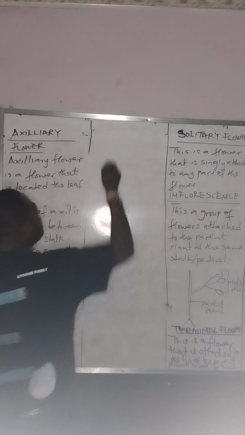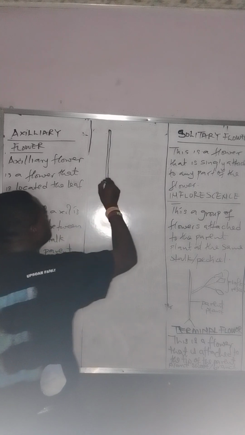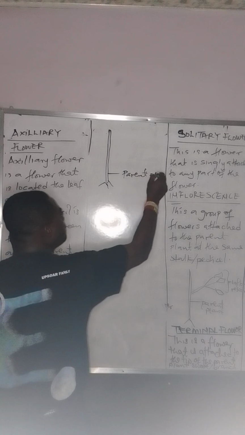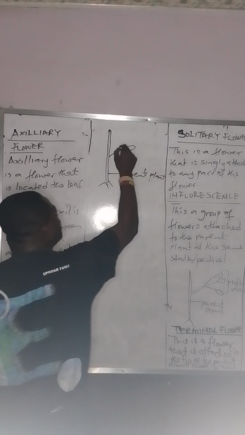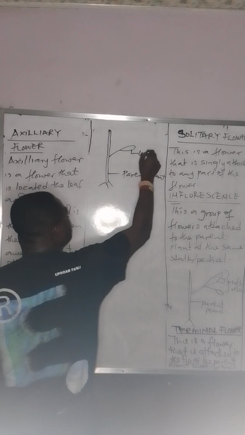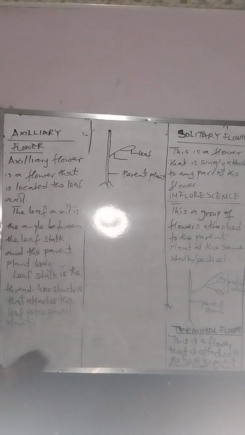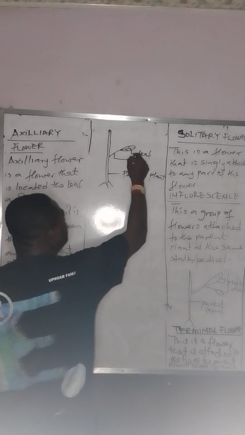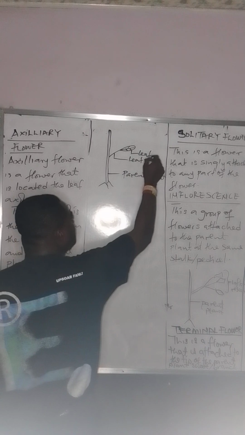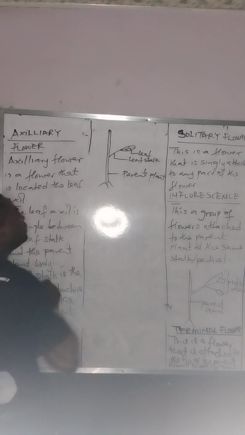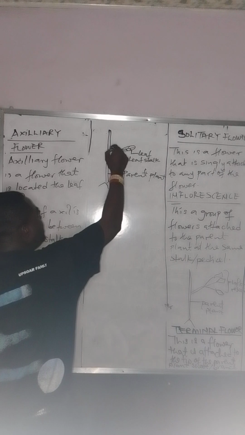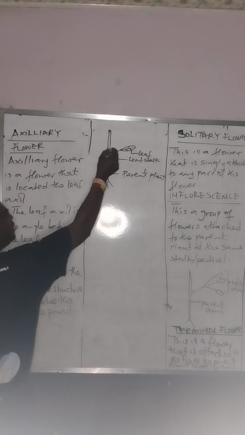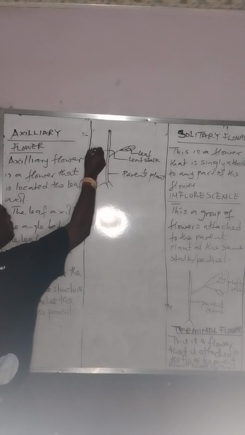Now, if this is a parent plant, and this is a leaf, then what attaches the leaf to the parent plant is called the leaf stalk. Now, the angle between the leaf stalk and the parent plant body is called the leaf axil.